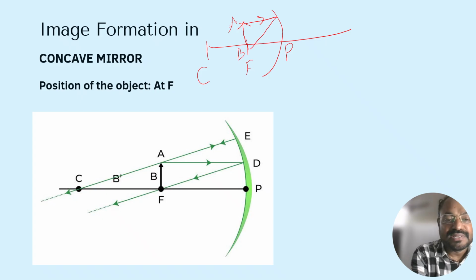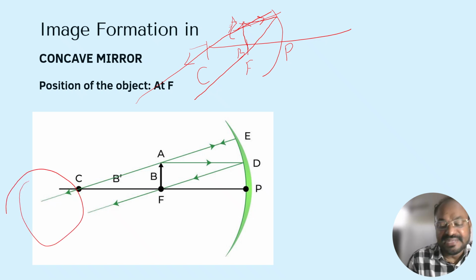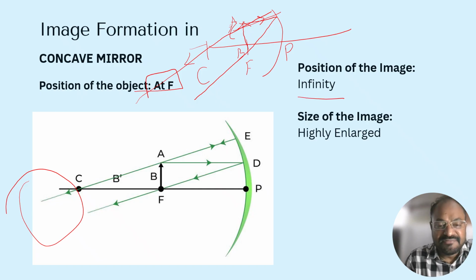Once it is parallel to the principal axis, it will pass through the principal focus. Another ray, you can see it passes through the center of curvature. This is another ray which passes through the center of curvature. It will retrace its path. So the image will be obtained at infinity. So the position of the object is at F. The image position will be infinity.